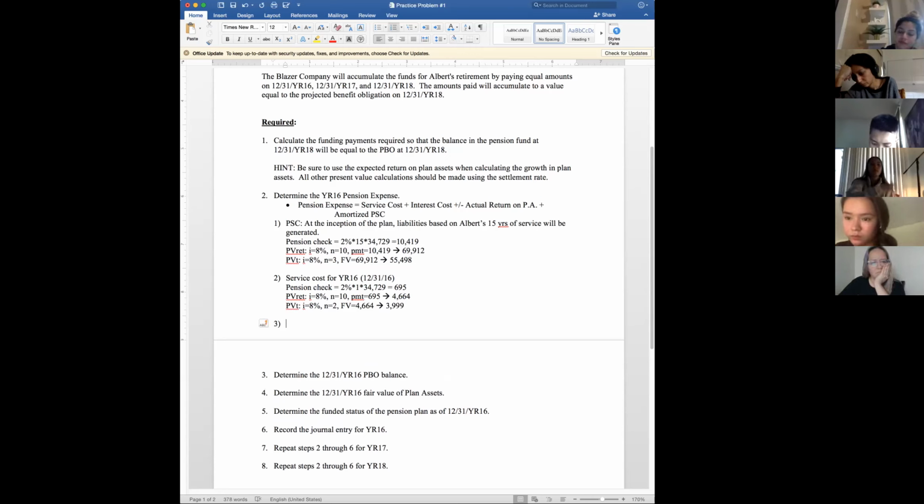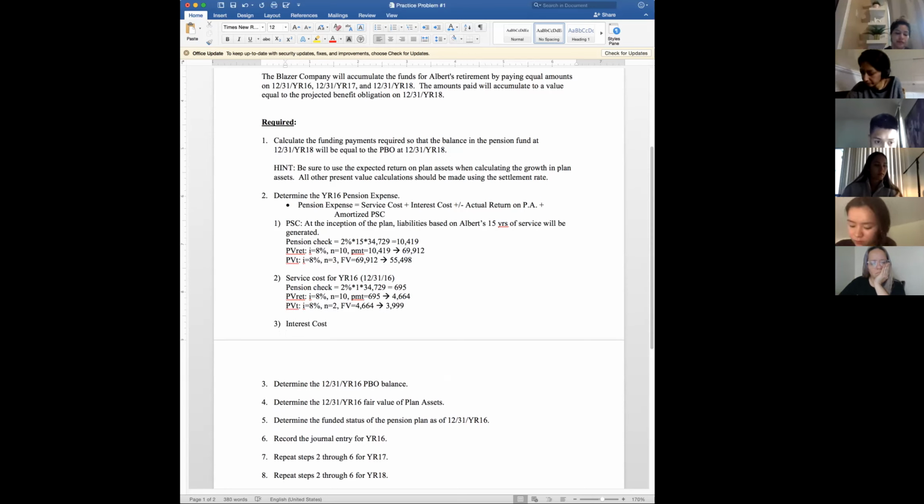Let's figure out interest cost. Interest cost is beginning PBO balance, so PBO beginning balance multiplied by the settlement rate. The beginning PBO balance we calculated at the beginning of year 16 is 55,498. So 55,498 multiplied by the settlement rate of 8%. So interest cost is 4,440.